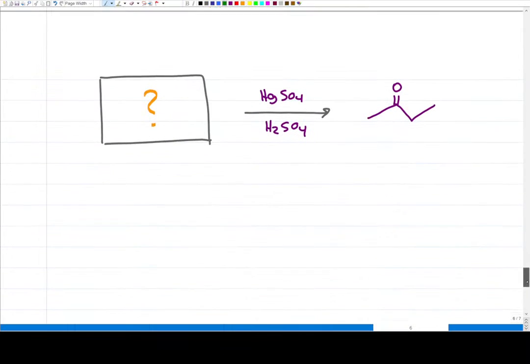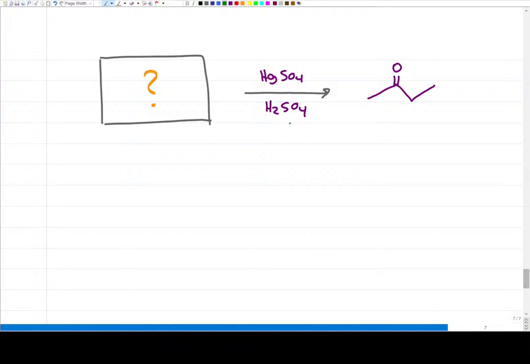So going back to this one, HgSO4 and H2SO4. Oh, I guess we shouldn't say starting from an alkyne, we just have a question mark. You should recognize that the ketone came from the acid catalyzed hydration using mercury, so oxymercuration, followed by keto-enol tautomerization. I have the option of getting two different alkynes in this problem. I could have done an alkyne that looks like this, or an alkyne that looks like this.